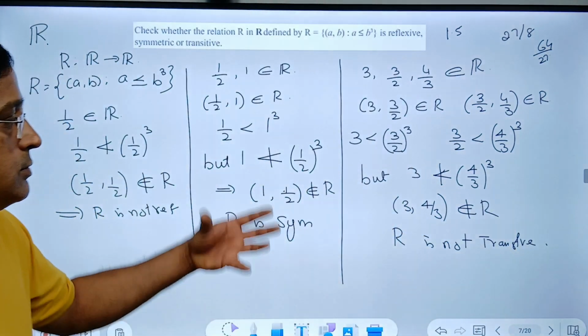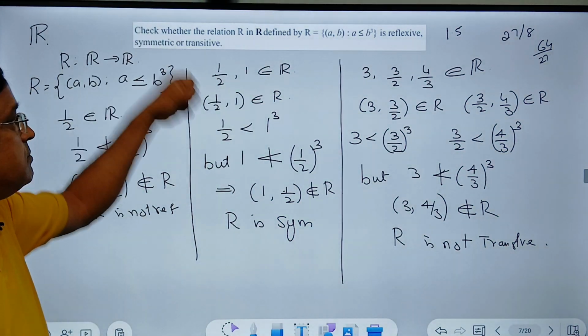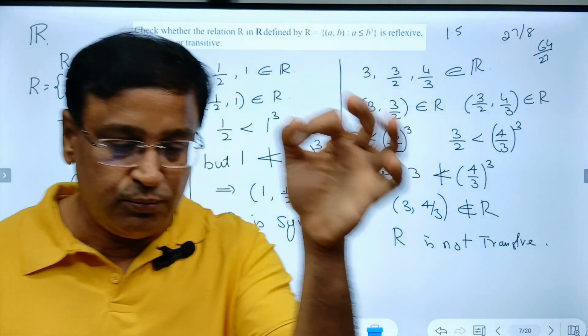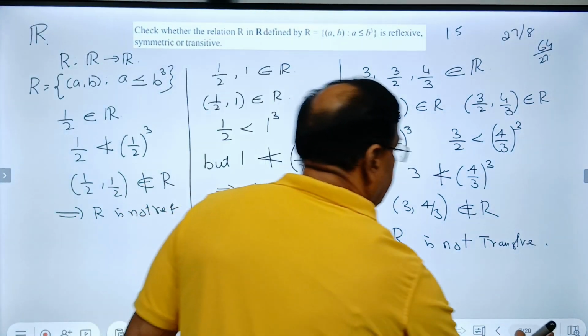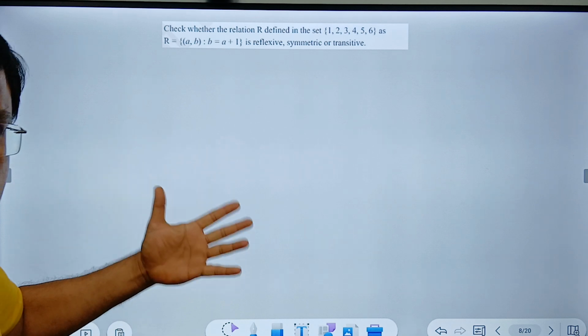You understand this? So through examples you can understand that a relation is not reflexive, symmetric and transitive. If you want to disprove, give an example. Again I'm repeating, to disprove, give an example. Now the next question. Check, this is again an NCERT question.